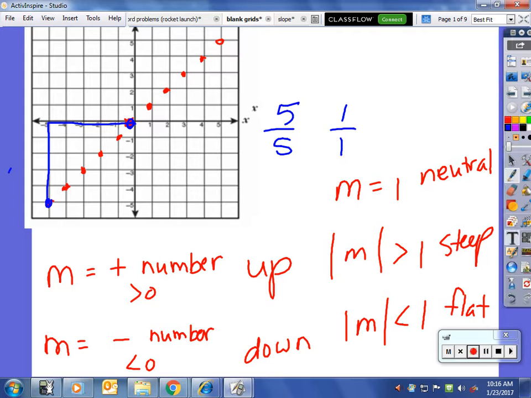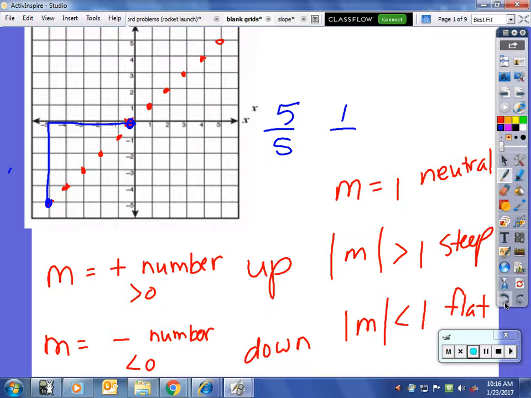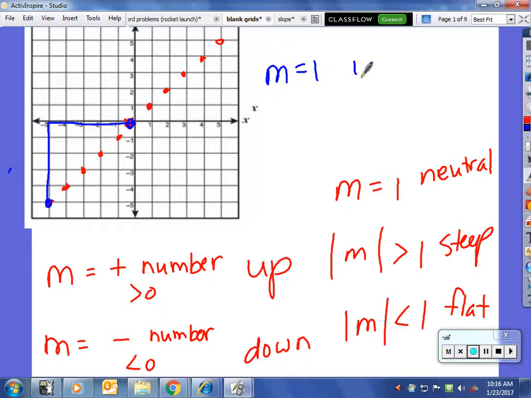Now, is this slope positive 1 or negative 1? It's a positive 1. So if my slope ends up being exactly 1, then the two words you're going to tell me, one of them's up. Why is it up? Because it's positive. And then you're going to tell me neutral. Why is it neutral? Because it equals exactly 1. It's not steep or flat. It's just right in the middle. If it's a fraction that's less than 1, it's flat, yes. And if it's any number that's greater than 1, regardless of the sign, then it's steep.